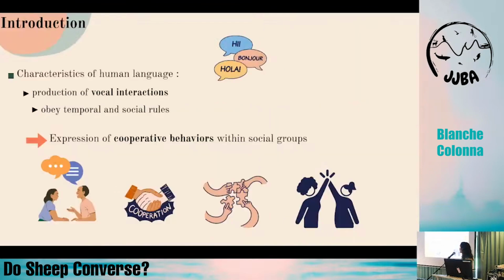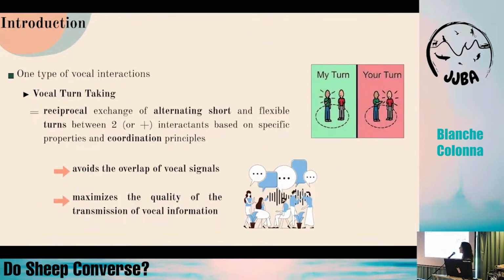So first of all, you have to know that human language is characterized by the production of vocal interactions that obey temporal and social rules, which allow the expression of cooperative behaviors within social groups. And for instance, in this public, we all come from different countries and we all may speak different languages, but we share some similar rules that are universal in our language. For instance, the vocal turn-taking.